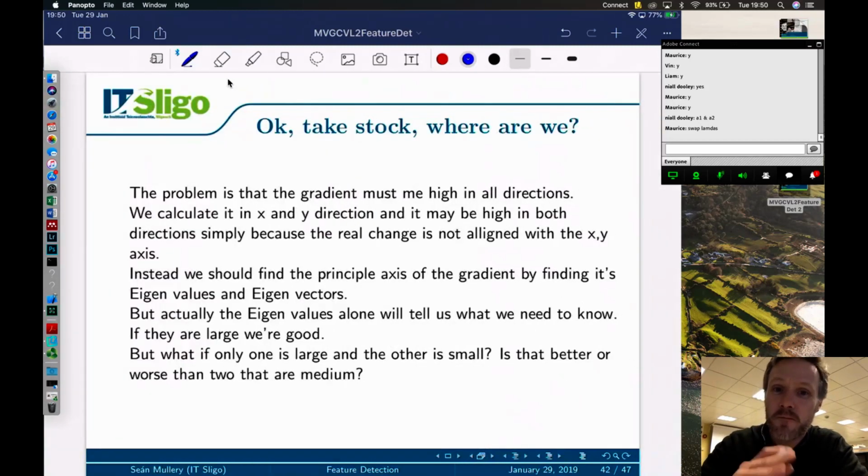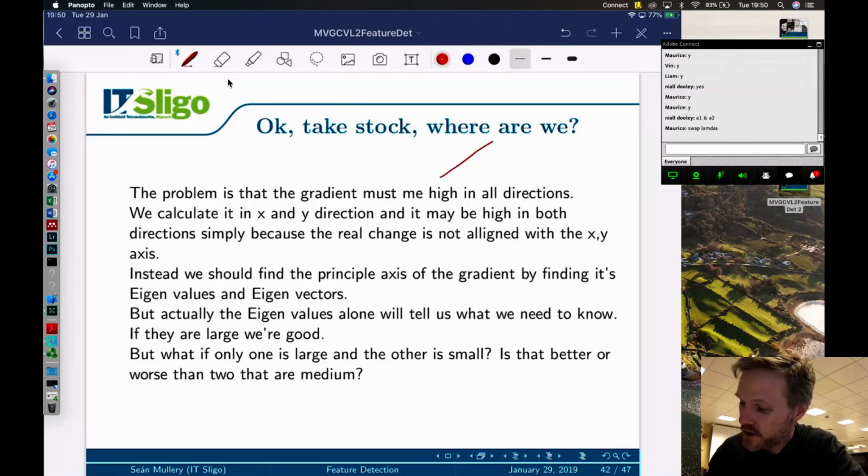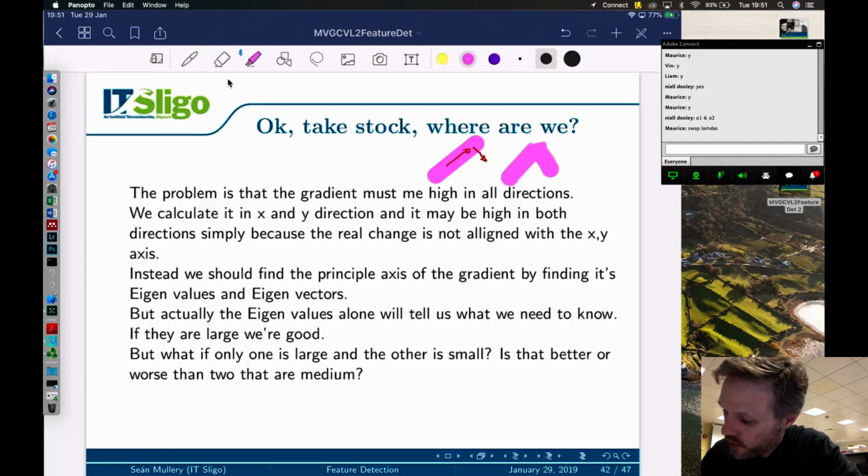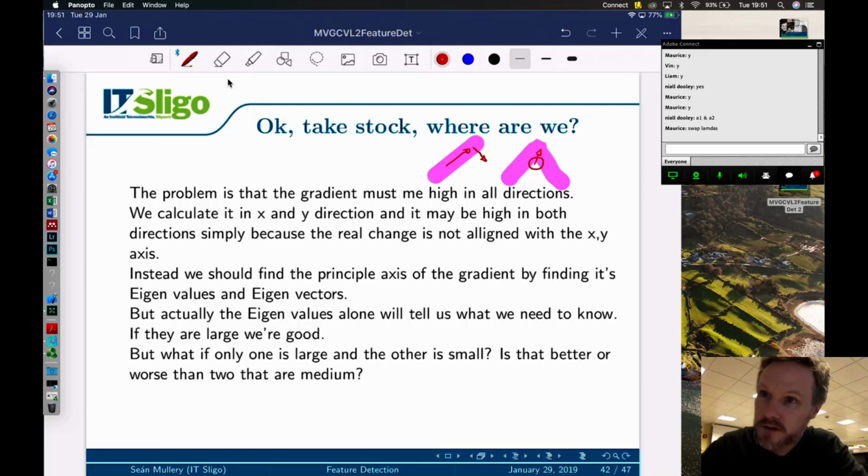Now, the problem is that the gradient must be high in all directions. It can't be just high in one direction. Remember the situation where we had an edge? The gradient in this direction is almost nothing. There's no change. But if I go off the edge here, now there is a big gradient. So it's big in one direction, but not in the other. And what we wanted was something like a corner here, something like that. Now we would have a situation whereby if we moved from there in some direction, we would see quite a difference in all directions.